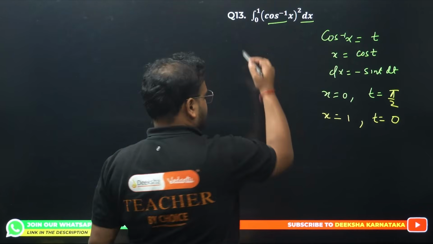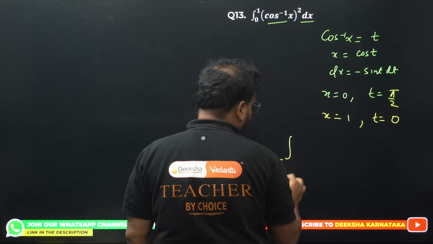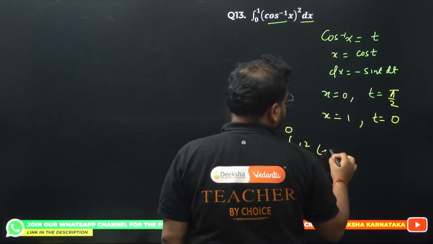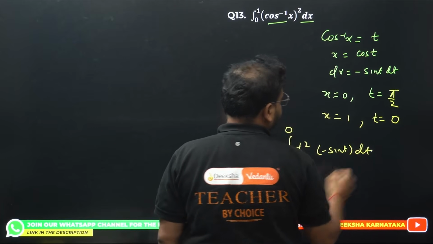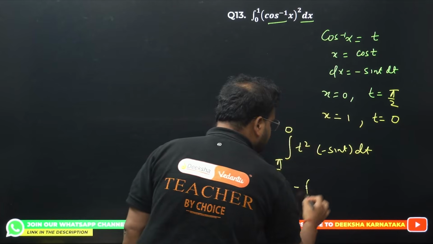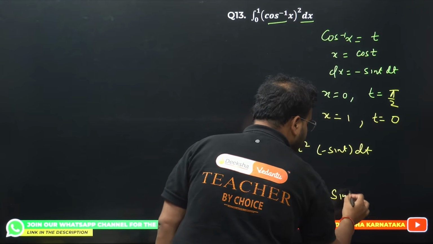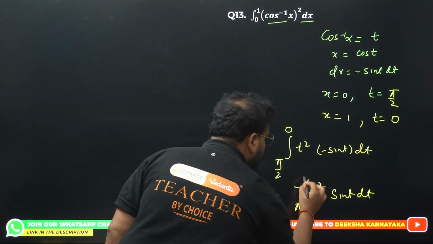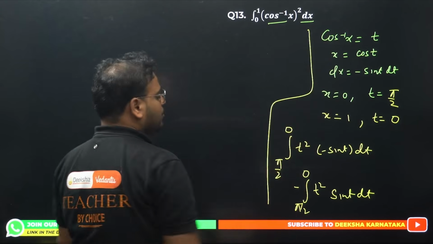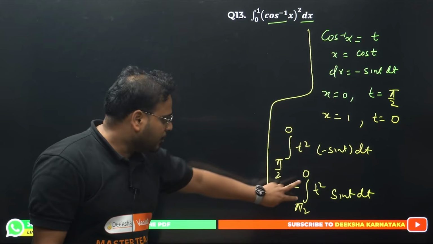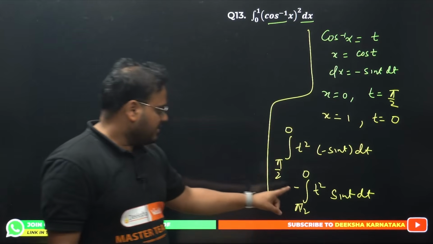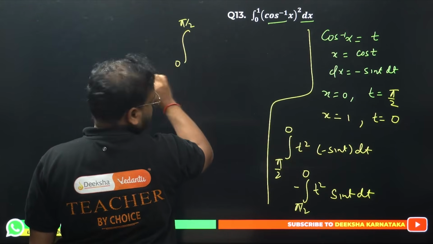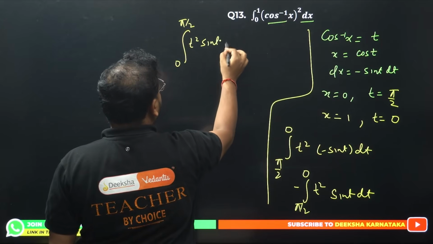Okay? Check the integration now. It becomes pi by 2 to 0. We have here this as t square. This will be what? Minus sin t dt. Bring the minus sign outside, it will become minus t square sin t dt, from pi by 2 to 0. We just learned if you have a minus sign, we can switch back the limits. This will become 0 to pi by 2, t square sin t dt.